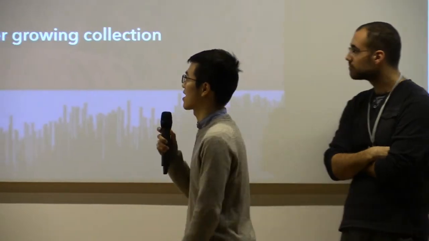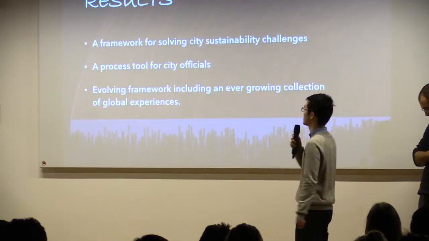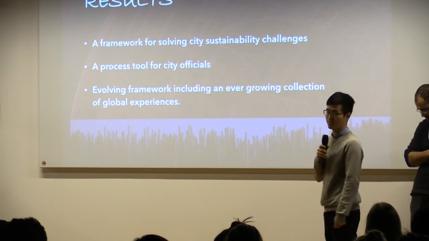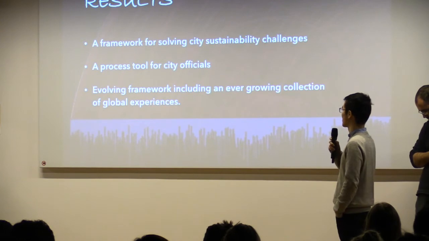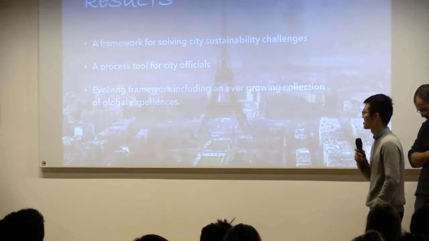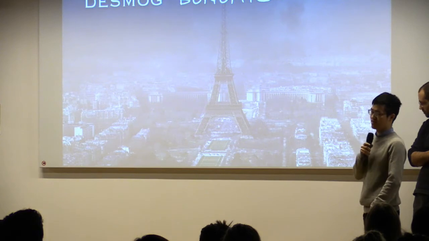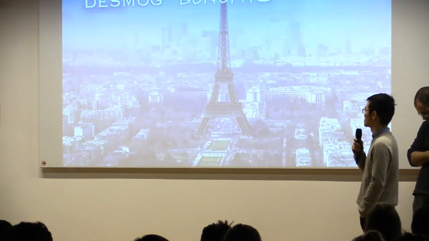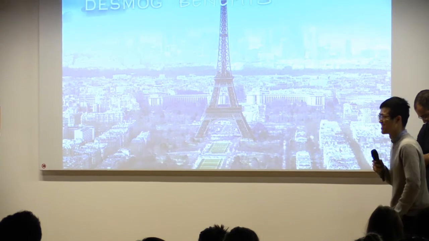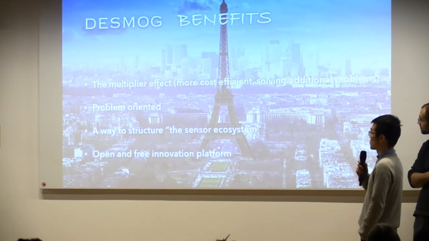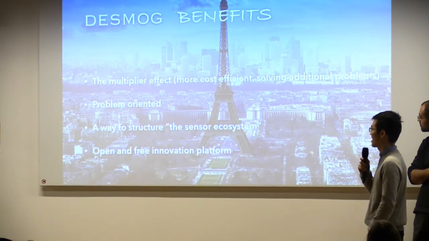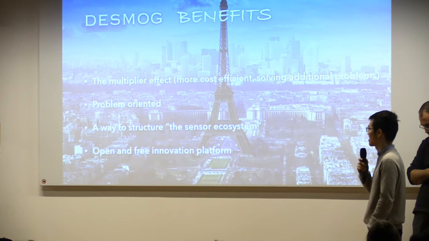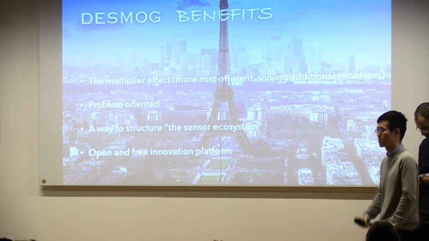With the system, we can have a framework for solving city sensor challenges: sustainable strategies, a process, and tools for city officials. It's also an evolving framework, including an ever-growing collection of global data. With everyone's contribution, we can make the city better. We also have benefits for all our users. It's a multiplier effect, and it's problem-oriented. It's a way to structure the sensor ecosystem and offers open and free innovation for the platform.